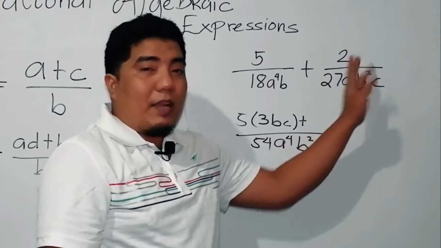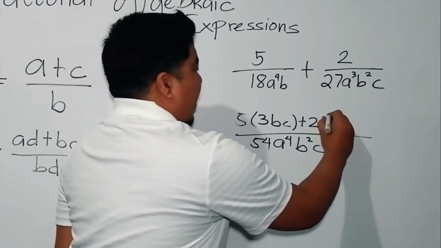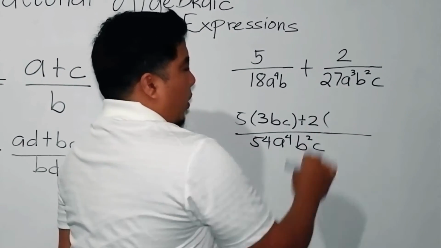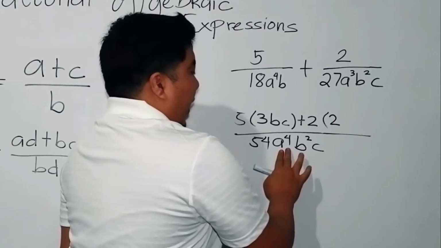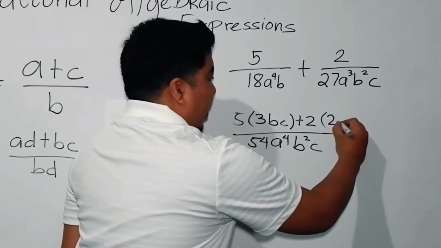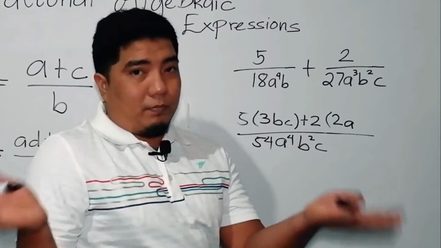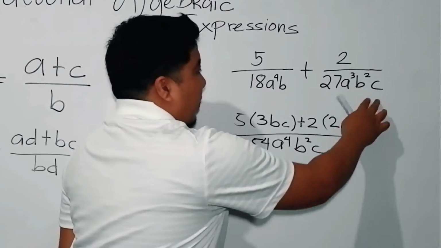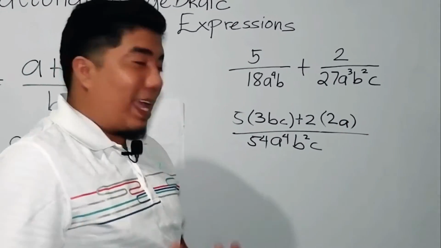And now, let us go to our second fraction. So, we copy 2 here, okay? And then, we divide this one by this one. So, 54 divided by 27, that is 2. A4 divided by A3, A cubed rather, that is A. B squared divided by B squared, 1. C divided by C, that is 1. So, therefore, we only have this answer.